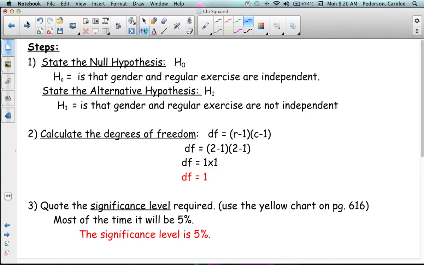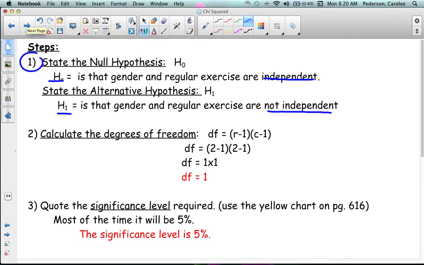State the null hypothesis, H0, is that gender and regular exercise are independent of each other. Then the alternative, H sub 1, is that regular exercise and gender are not independent of each other. They depend on each other to get that data. Okay? So not independent, H sub 1. So there's step 1.